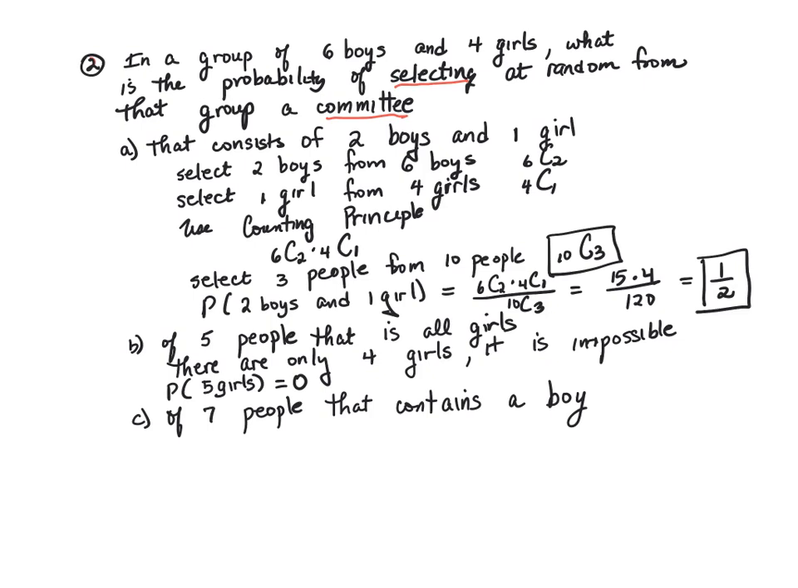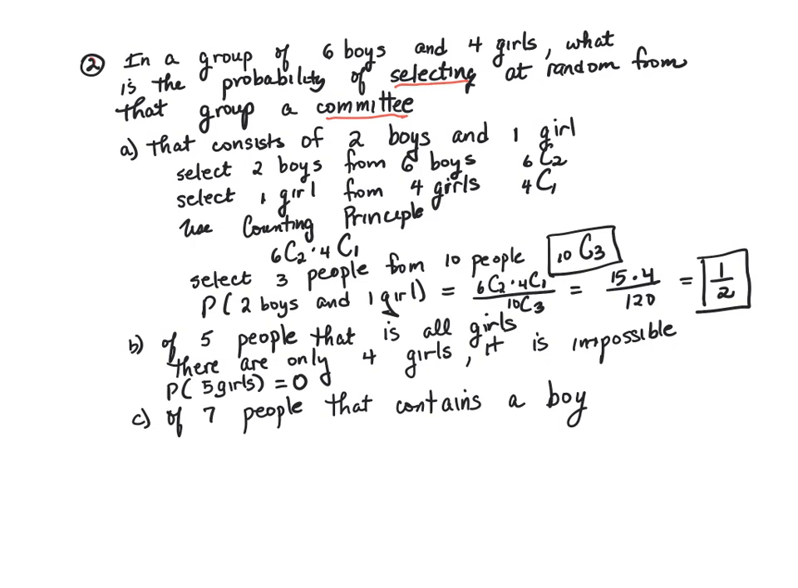Well, let's see. Since the number of members of the committee is 7, and 7 is greater than the total number of girls in the group, which is 4, there must always be a boy on that committee. Okay, so let's think about that again.